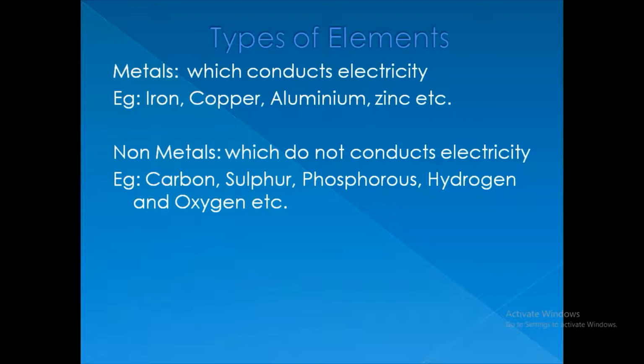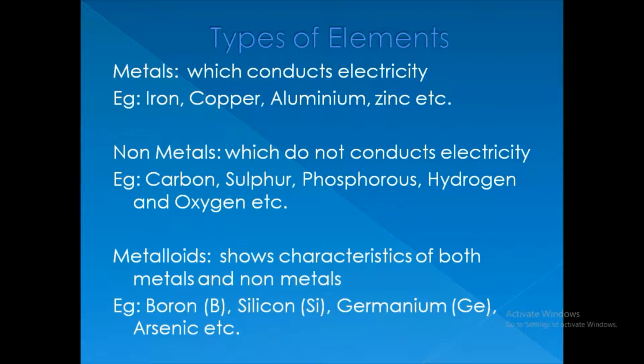Non-metals. These are matter which do not conduct electricity. Example: carbon, sulfur, phosphorus, hydrogen and oxygen, etc. Metalloids. A metalloid shows the characteristics of both metals and non-metals. Example: boron, silicon, germanium, arsenic, etc.